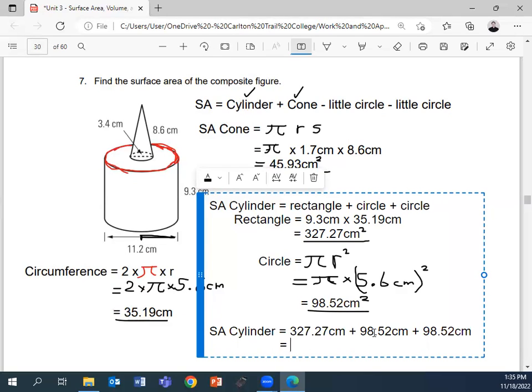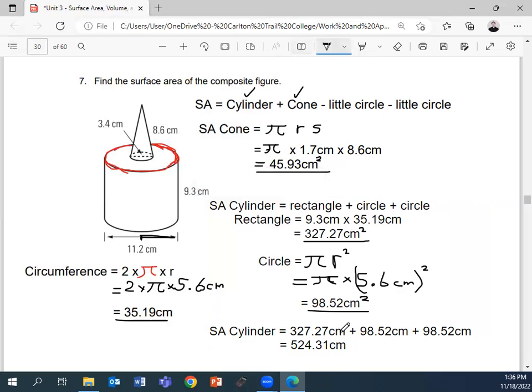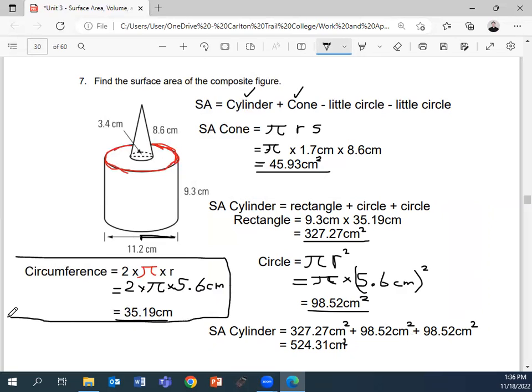327.27. Add all these up, I get a total surface area of 524.31 centimeters squared, and it's big enough for everybody, right? We're all able to read this. I'm just going to box this away so it's kind of out of the way.